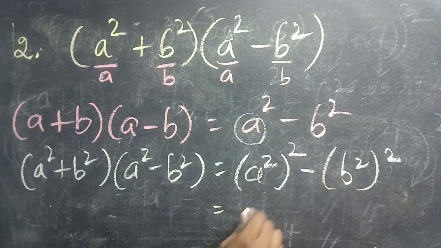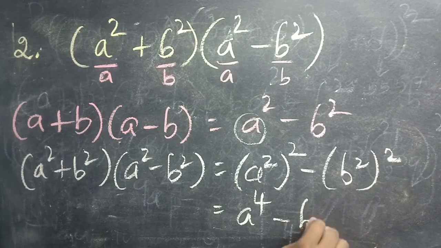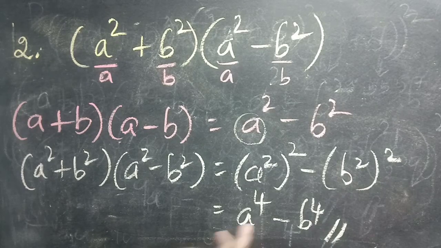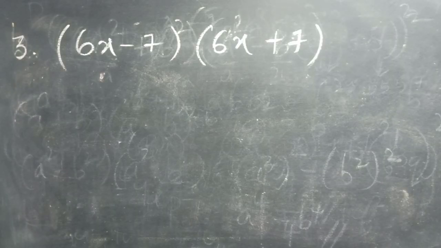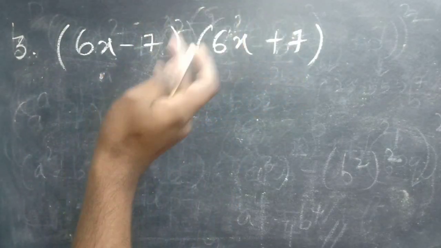Now 2 times 2 is 4. That is a power 4 minus 2 times 2 is 4, b power 4. This is the solution. A square plus b square into a square minus b square can be written as a to the power 4 minus b to the power 4. Third question. 6x minus 7 into 6x plus 5.